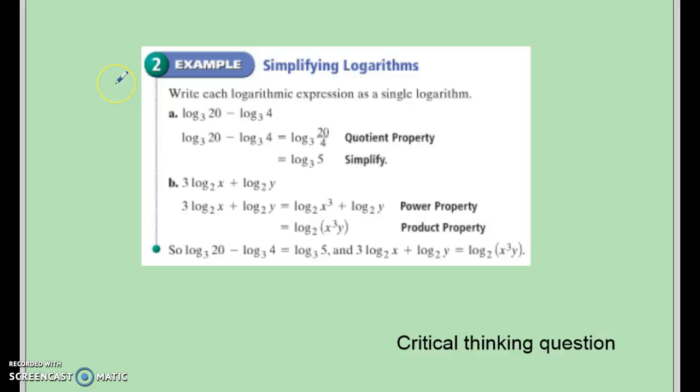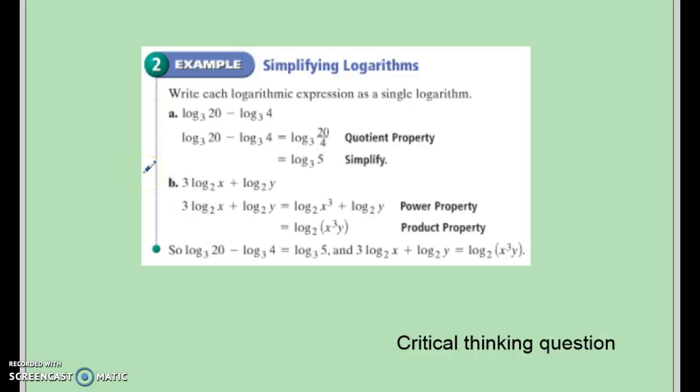Here I want to simplify by writing these as a single logarithm. For my first example, I have log base 3 of 20 minus log base 3 of 4. Since they have the same base, I can use my quotient property and write them as a division problem, 20 divided by 4, and I end up with log base 3 of 5.